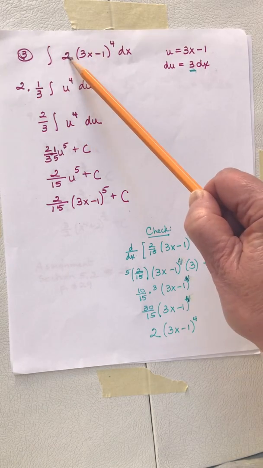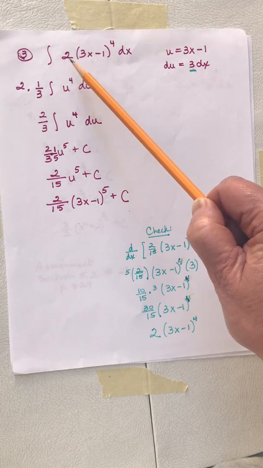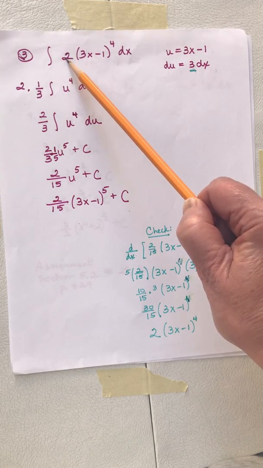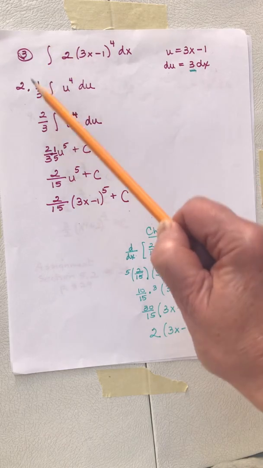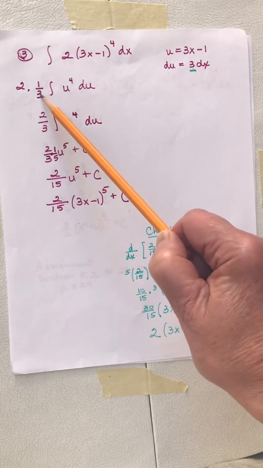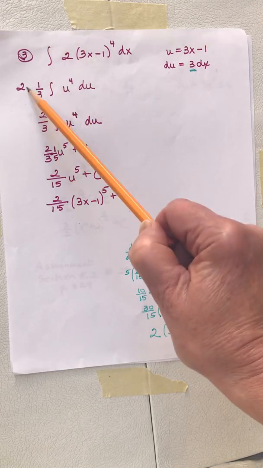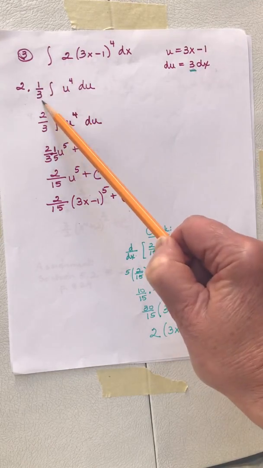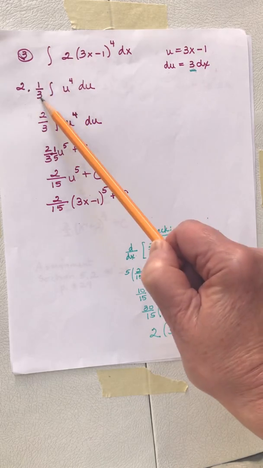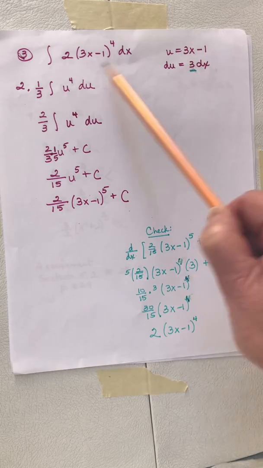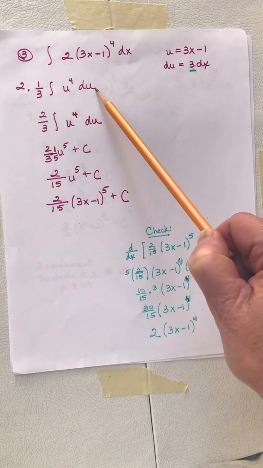The 2 I can't do anything with. It's in the original problem. That's the way the problem was stated. I cannot get rid of that 2. So I'm just going to move it in front of the integral as well and multiply it by that 1/3 that I put out there. And so that's how I take care of the 2, move it aside, and get rid of the 3 with the 1/3. Okay, so that gives us 2/3 on the outside of the integral. And then I do my substitution. That's u to the 4th du.